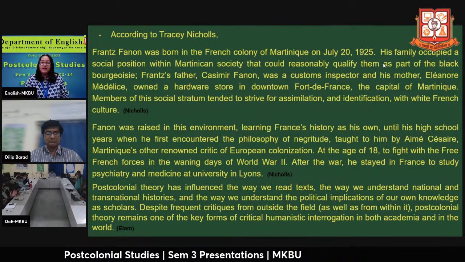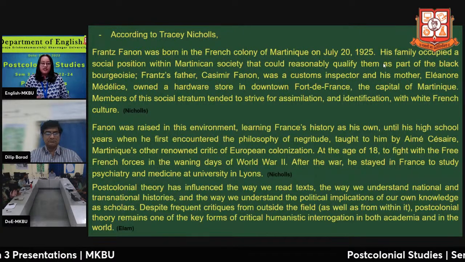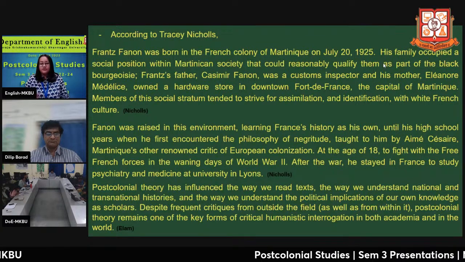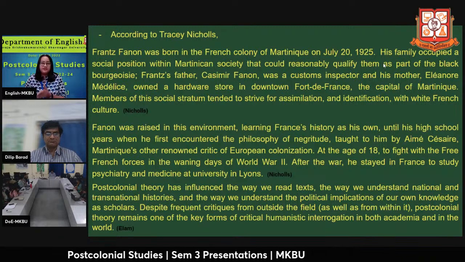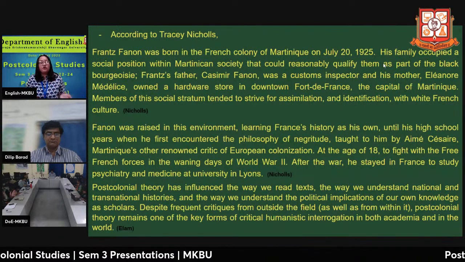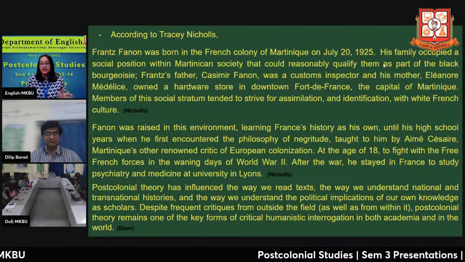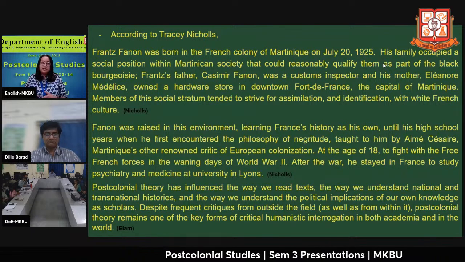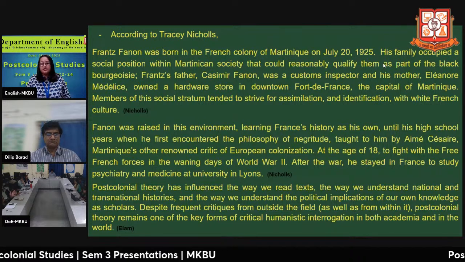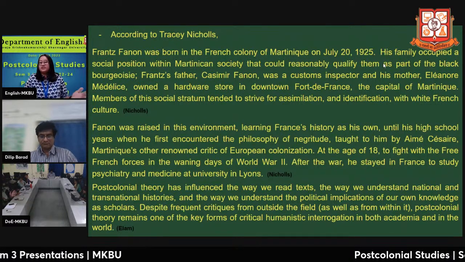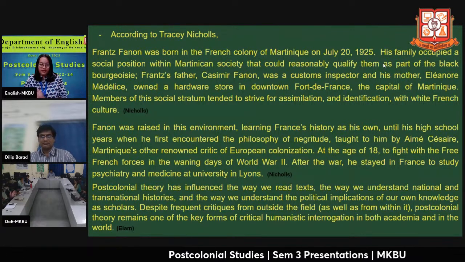Fanon was raised in this environment, learning French history as his own until his high school years, when he first encountered the philosophy of negritude. This philosophy of negritude is based on how black people were colonized by colonizers. And one person, Aimé Césaire, had the most influence on Frantz Fanon, and he influenced him towards thinking about this colonization and this philosophy of negritude.